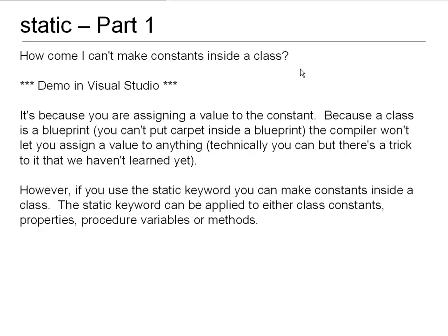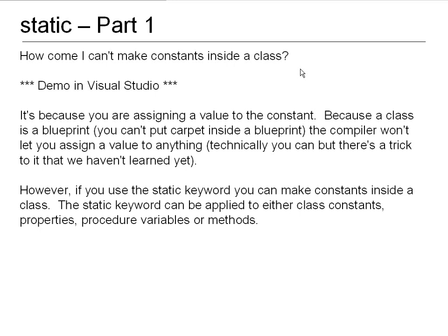Now, why didn't it work without the static keyword? It's because you're assigning a value to the constant, and because a class is a blueprint, you can't put carpet inside a blueprint, you can't wallpaper a blueprint, you can't park your car inside a blueprint. The compiler won't let you assign a value to anything. Well, technically it can, but there's a trick that we haven't gone into yet, but for the most part you can't. You have to make an instance before you can assign a value to anything. So you have to build a house from the blueprint before you park your car in it or carpet inside. However, if you use the static keyword, you can make constants inside the class.